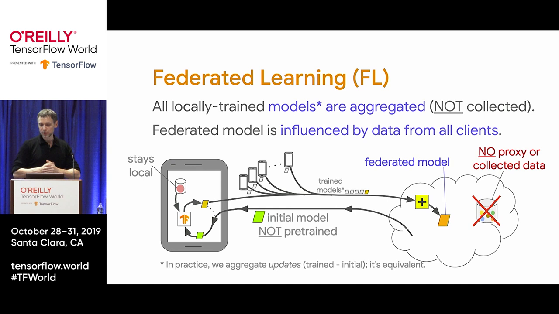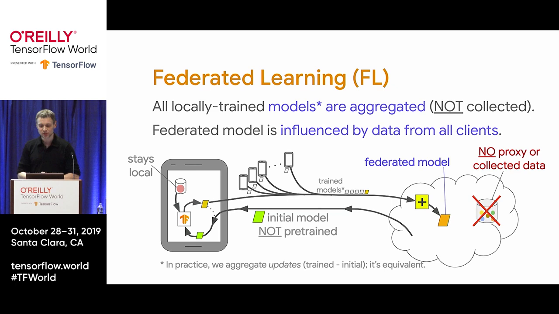So this federated model has been influenced by data from all clients, right? Because it's been influenced by all the client models, and those in turn have been influenced by client data. So we do get those benefits of scale in this scenario, so that's great. But there's one concern: what happened to privacy?